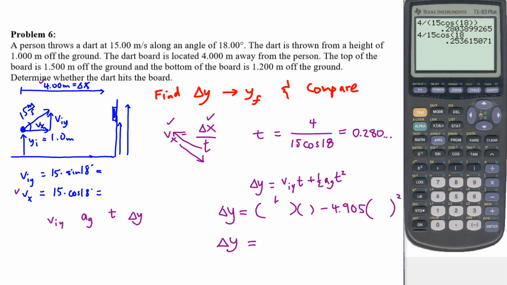So VI, I'm going to plug that in. That is 15 sine theta. That's what I said right here. Time was 0.28... Keep those digits. Plug in the time right here.